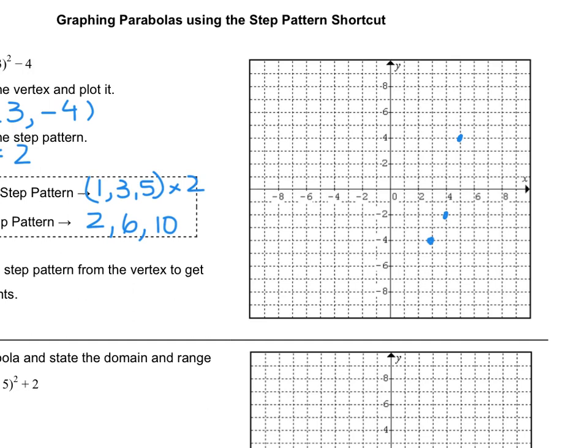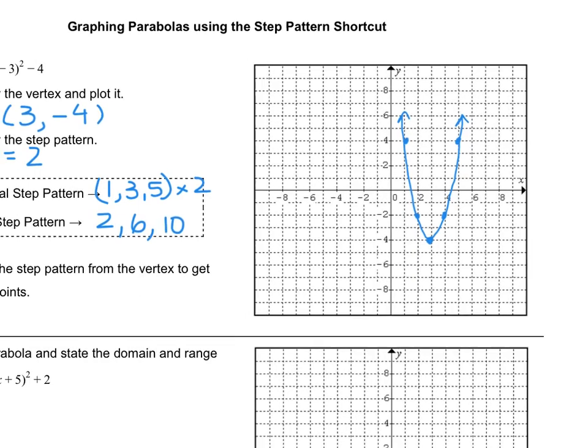And now I'm going to do the exact same thing on the left. To the left one, up 2. To the left one, up 6. And then I'm going to connect my dots. And because I only have one parabola, I don't have to worry about labeling it. And that's it. You use your vertex and you use your step pattern.